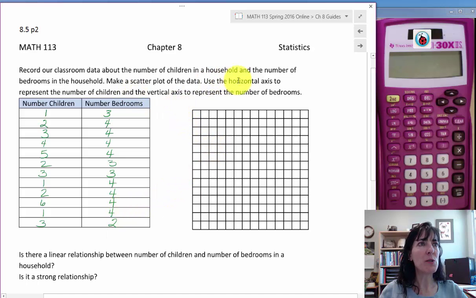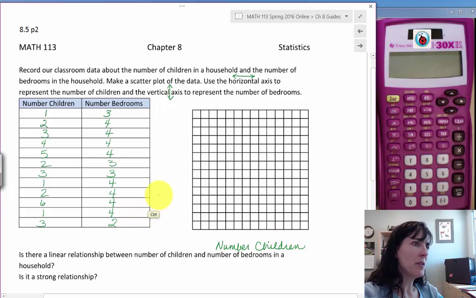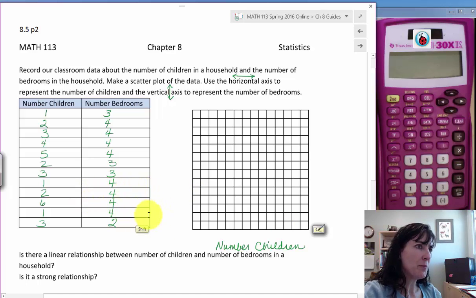What we want to do is use the horizontal axis. Remember, horizontal means it goes from side to side, this axis, to represent the number of children. And the vertical axis, that one goes up and down, to represent the number of bedrooms. I'm just going to go ahead and label them right away because that'll help me remember what I'm doing. So horizontal is the number of children, and the vertical is the number of bedrooms.